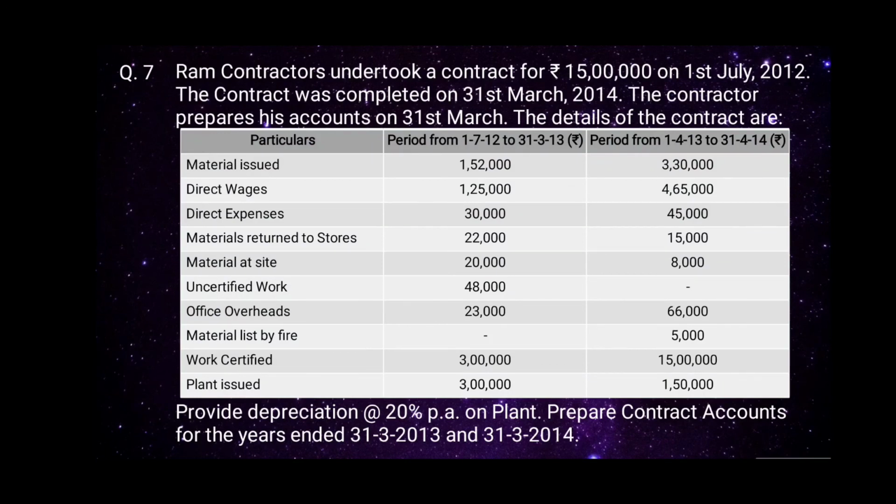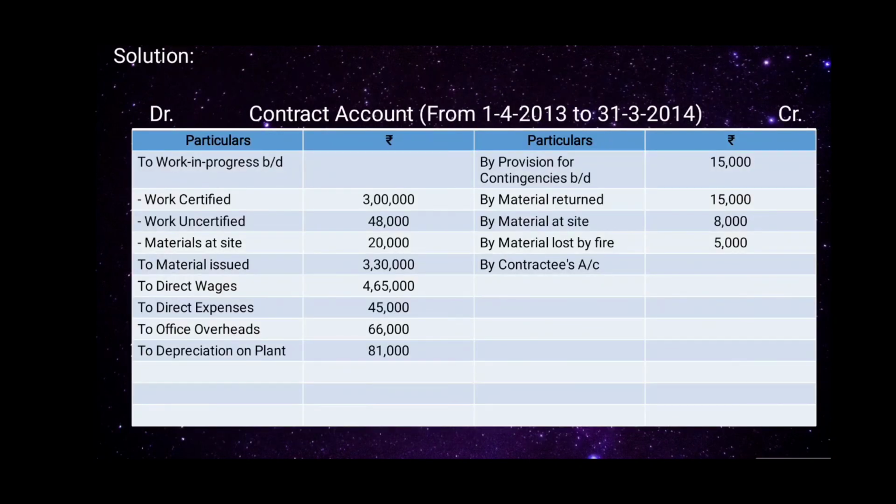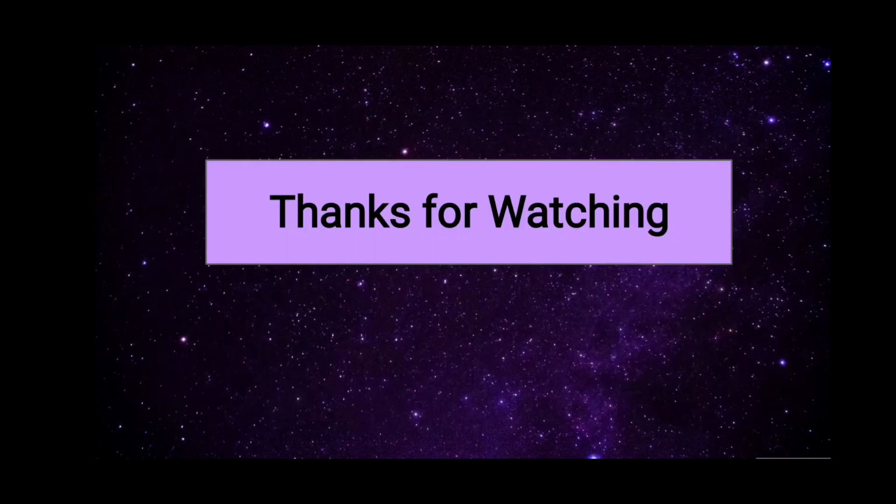Next we'll record the contract price amount, which is 15 lakhs, on the credit side. By contractee's account, amount is 15 lakhs. And the profit amount coming on the debit side, which is the balancing amount, is rupees 1,88,000. So the total of both sides is 15 lakhs 43,000.